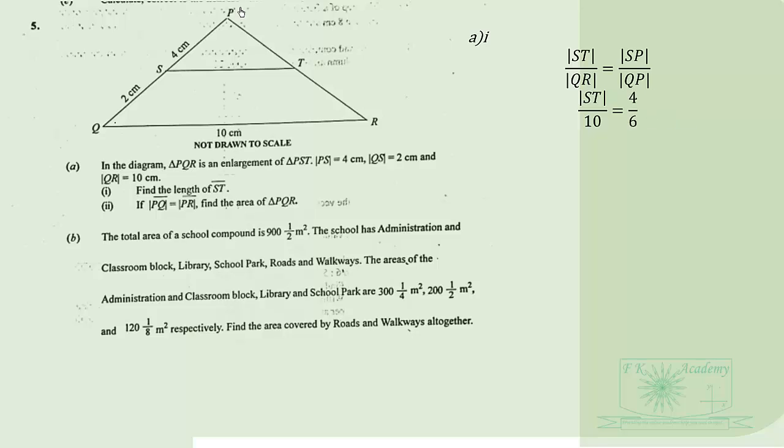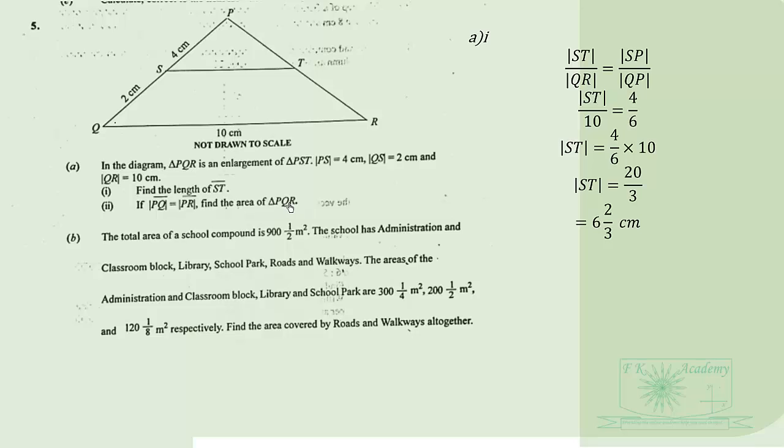So we substitute QR, SP, and QP to get this. So we multiply through by 10, and we simplify to get 20 over 3, or 6 whole number 2 over 3 centimeters. Then part two said if line segment PQ, the length of it, is equal to PR, so this is equal to this, we have to find the area of triangle PQR.